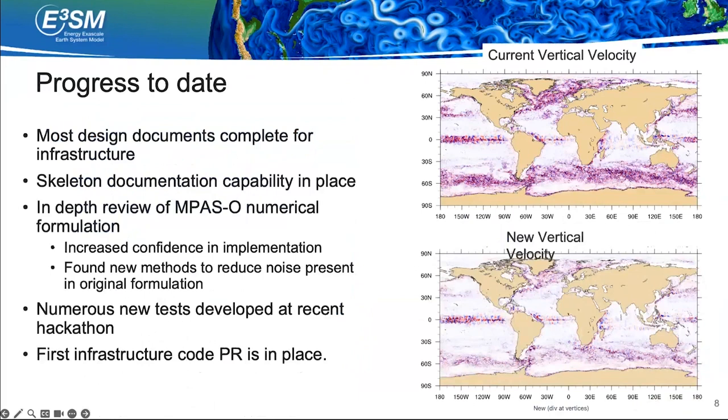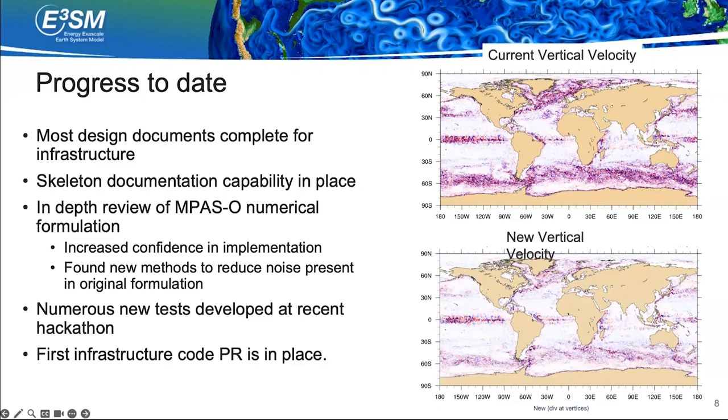One last progress item to date to note here is that a lot of the design documents are in place for the infrastructure. We're waiting on the last couple to be finalized, and then the development of the infrastructure proceeds from there. Like I mentioned, we have a skeleton documentation capability in place, and documentation is starting to flow with the new features. We've also conducted a very deep review of the MPAS Ocean numerical formulation, mostly led by Mark Zeiler and Darren, and Hune from Oak Ridge as well. We now have pretty increased confidence in how it's implemented.